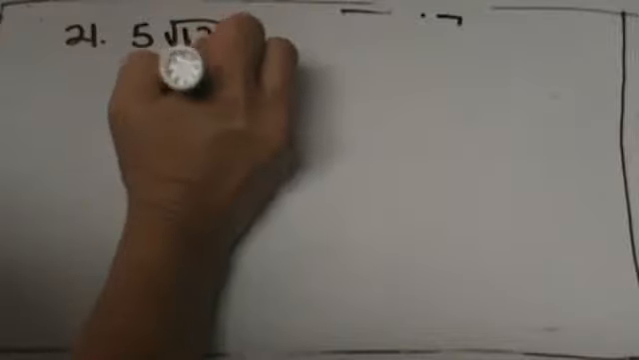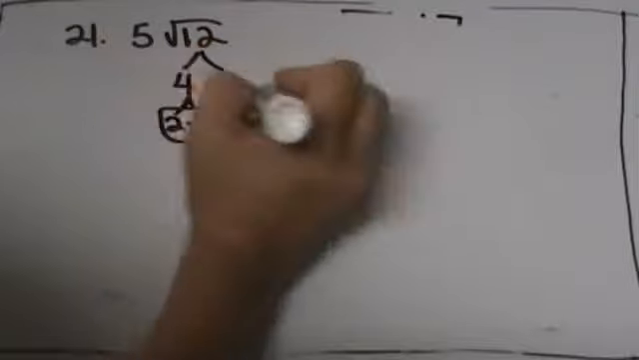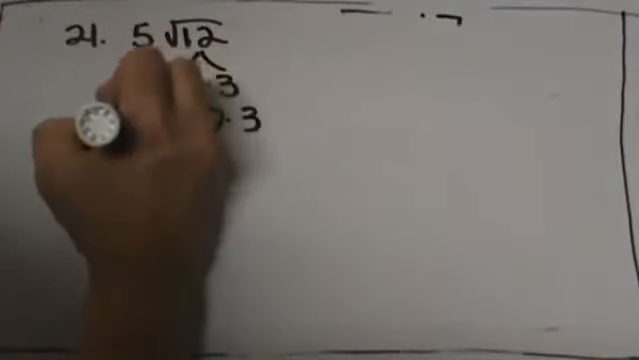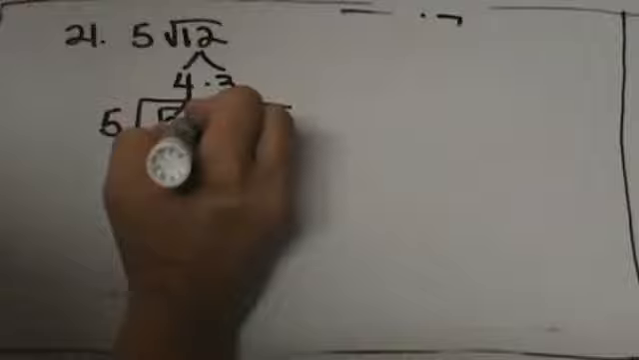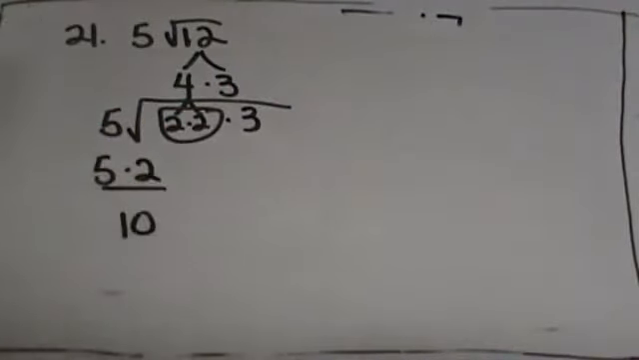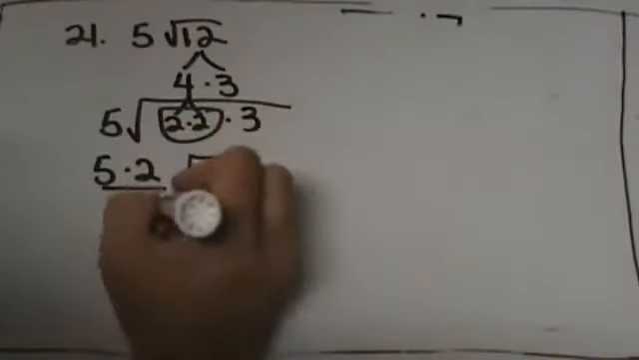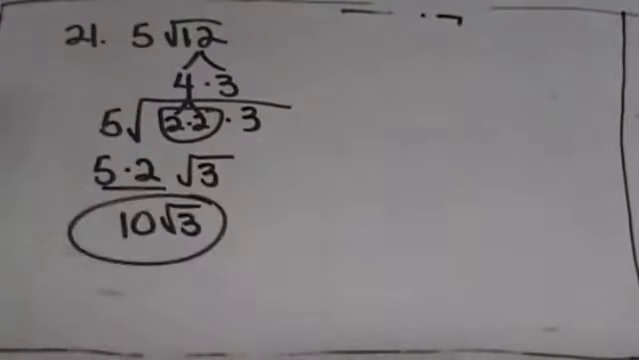Okay, let's look at number 21. 21 is 5 square root 12. Okay, now 12 factors into 4 times 3, and 4 factors down to a perfect square of 2. So I'm going to take a 2 out. So 2 times 5 gives me a coefficient of 10 on the outside. Now 3 is not a perfect square root, so I'm just going to bring it down. So the answer is 10 square roots of 3.